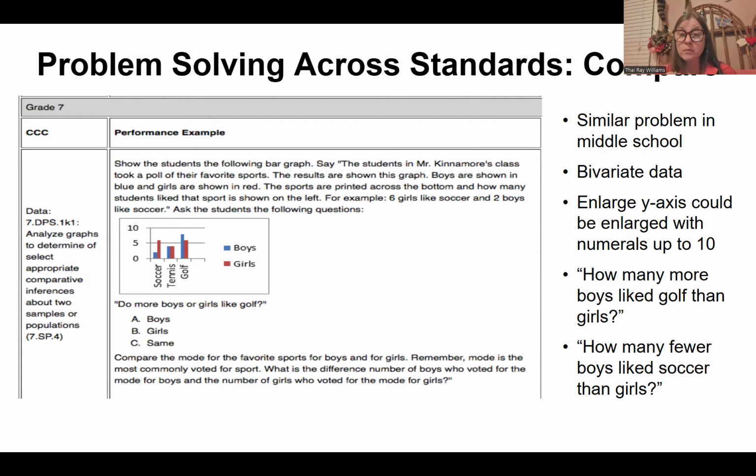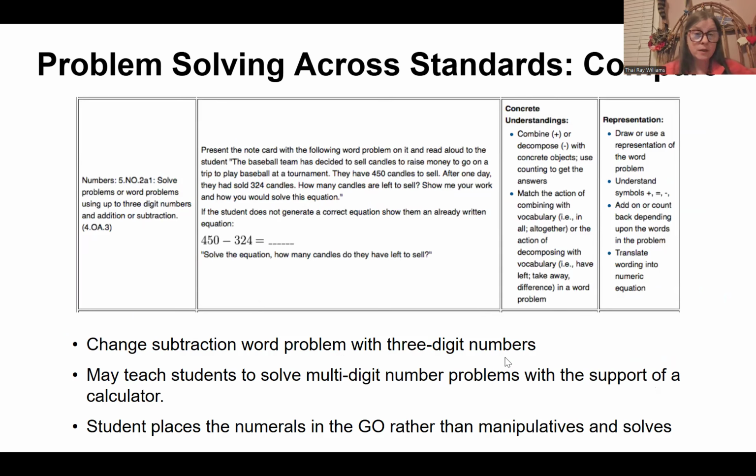And then you could turn it into a compare problem by saying how many more boys liked golf than girls, or how many fewer boys liked soccer than girls. So again, looking within the standard, how can we take these standards that we're addressing and embed these types of word problems or mathematical problems into those standards as a way of promoting generalization? Again, here is another example. One of the reasons I really want to show this one is because it's solving word problems using up to 3-digit numbers and addition or subtraction.